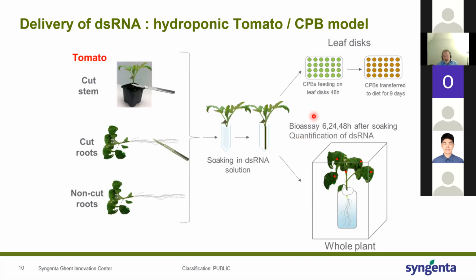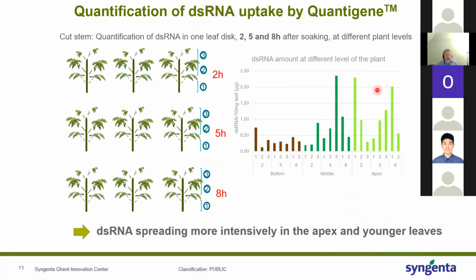And we also looked biochemically by Quantigene. We tried to quantify the amount of double-stranded RNA that was present in the plant. So these are some of the results. So here, this is a cut stem type of approach. So this is a cut stem plant that was put in liquid, and then after some time, we harvested the lower leaves, the middle leaves, the upper leaves, and you can see that at different time points you see accumulation of double-stranded RNA in these plant tissues. And what was also clear is that accumulation was more efficient in newly grown leaves, in younger leaves versus older leaves. This we could see in this kind of experiment.